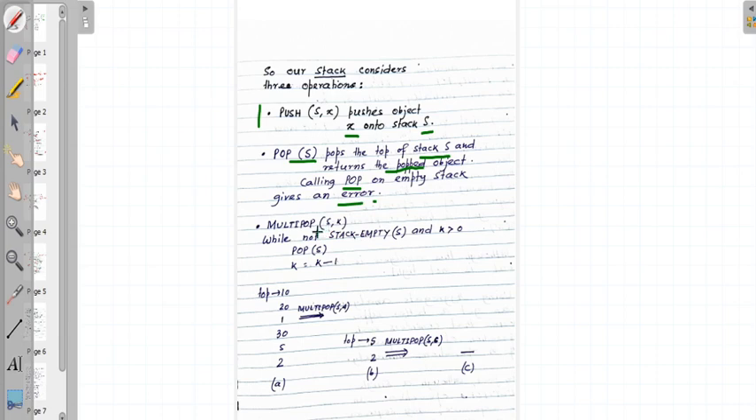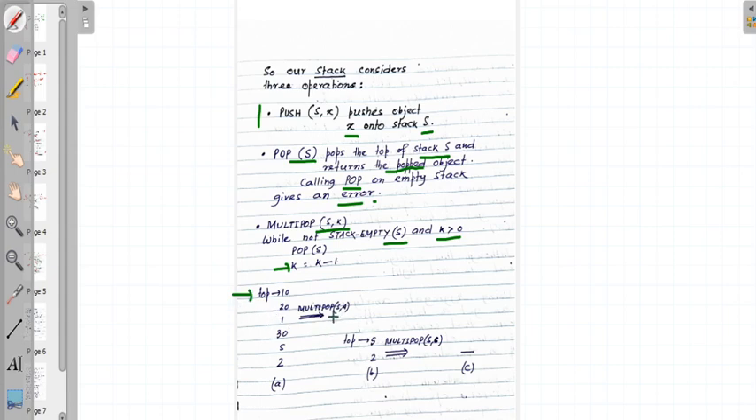And this multi-pop operation, with k: while not stack-empty and k greater than 0, pop S, and we have to decrement k to k minus 1. That means already one element we are popping, and then how many remaining elements are to be popped is given by k equal to k minus 1, which is depicted here.